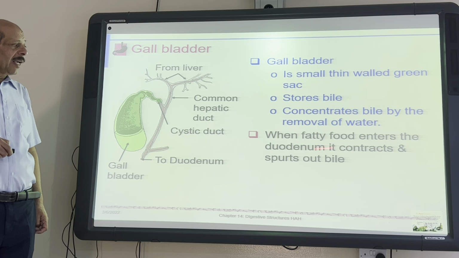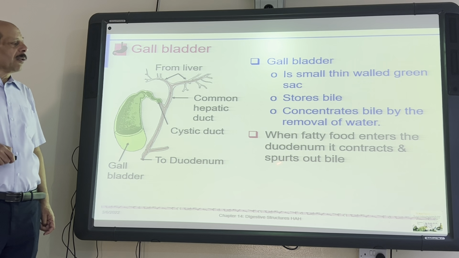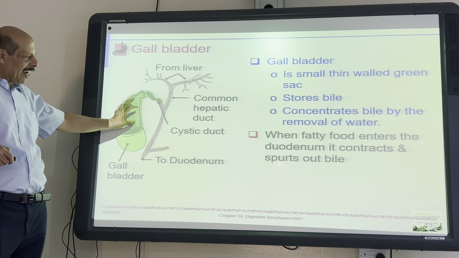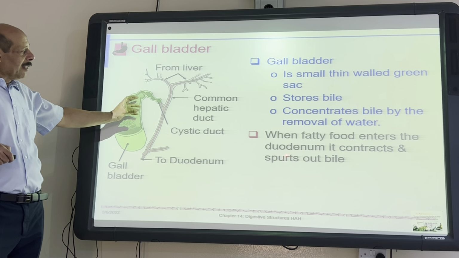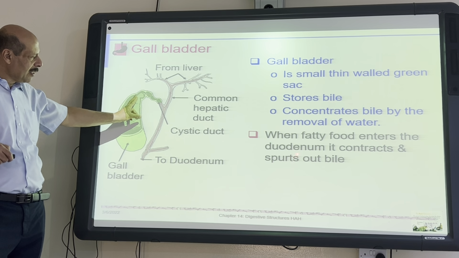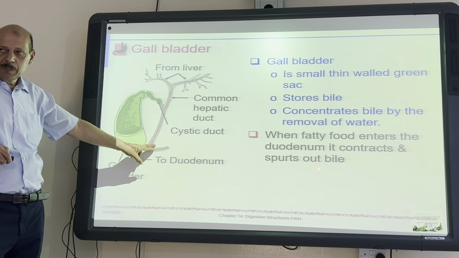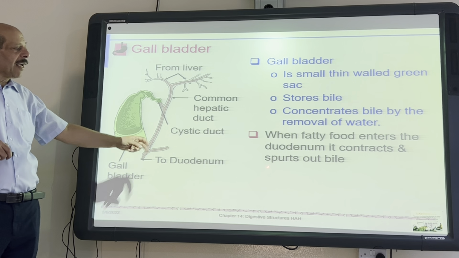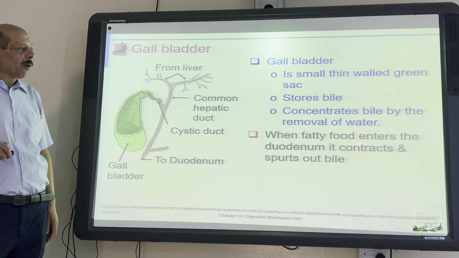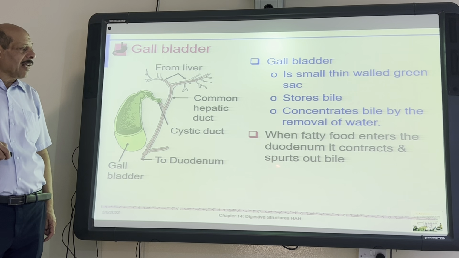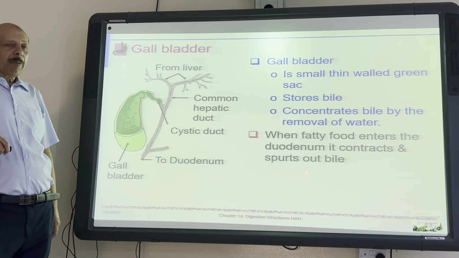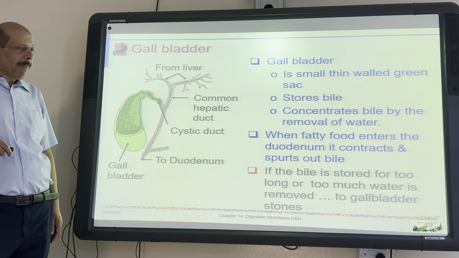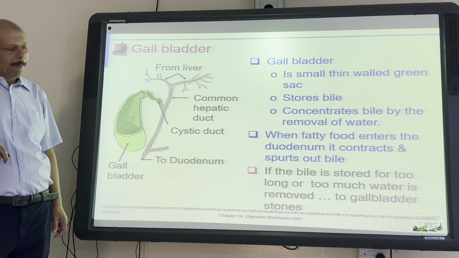When fatty food enters the duodenum, it will lead to contraction of the gallbladder, so it will squeeze some of the secretion into the duodenum in order to emulsify the fat. So when fatty food enters the duodenum, it contracts the gallbladder and spills the bile out. So the bile will come inside the duodenum.